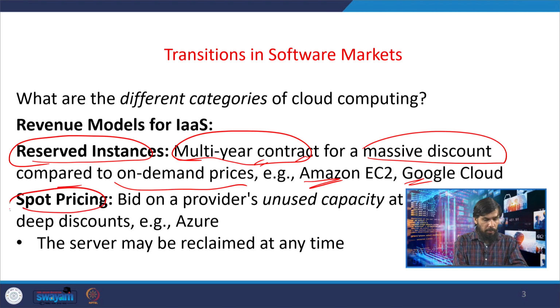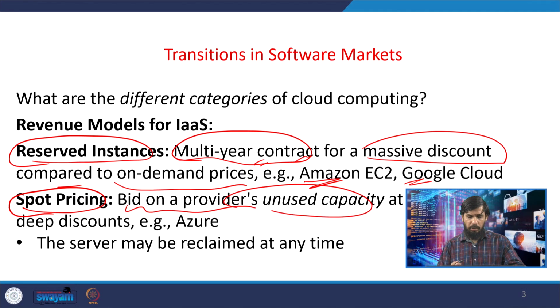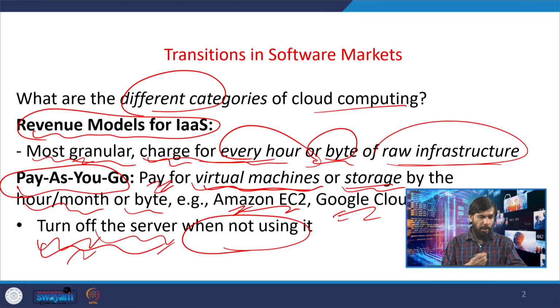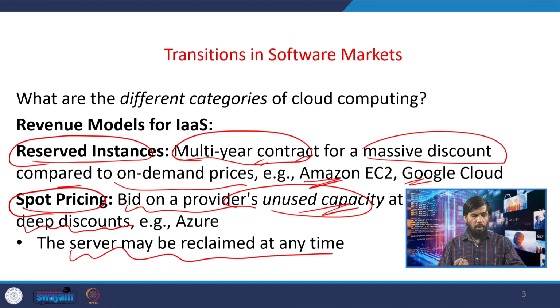The third one is spot pricing. Here the providers facilitate a bidding process for unused capacity. They offer deep discounts, but there is a riding condition that the server may be reclaimed at any time, because the main business of a cloud computing vendor is to meet its pay as you go revenue model, the customer firms which are opting for this, or reserved instances. So, that is their primary business.